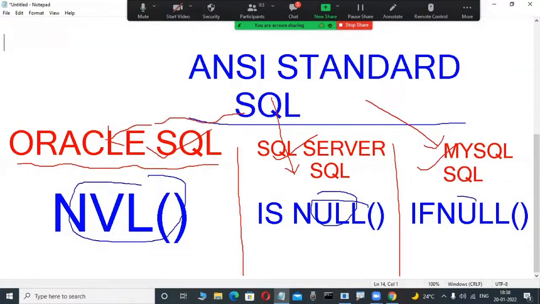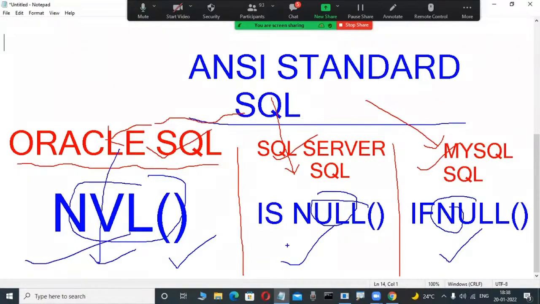And the versions are syntactically totally different. Here the create procedure syntax is different, and here the create procedure syntax is different, with slight differences. Suppose there is a function MONTHS_BETWEEN, which is in Oracle SQL only. Can I use the same function in SQL Server SQL? No, there is DATEDIFF.